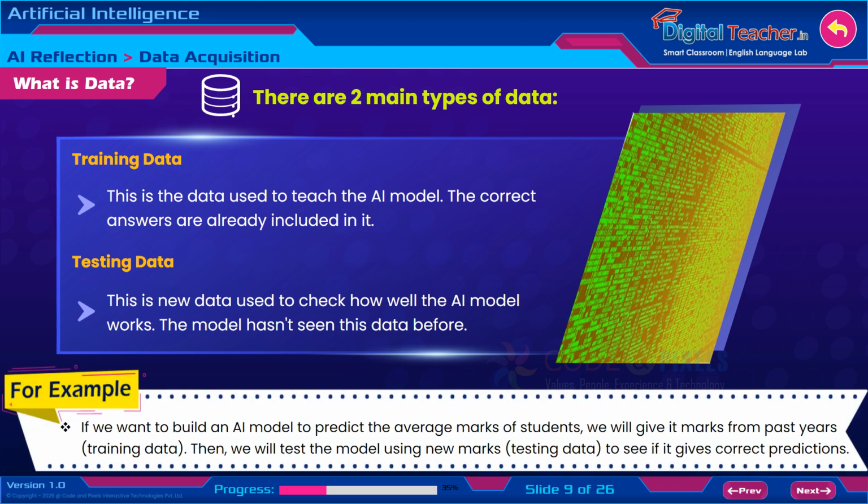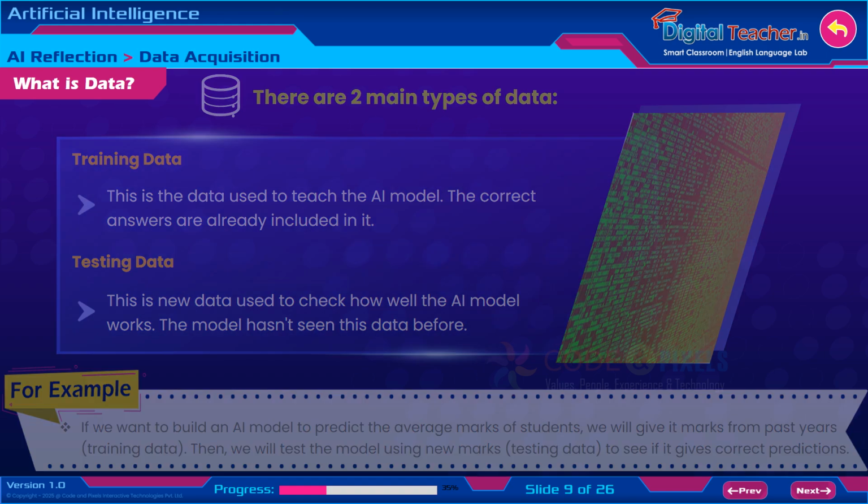Example, if we want to build an AI model to predict the average marks of students, we will give it marks from past years. Then, we will test the model using new marks to see if it gives correct predictions.